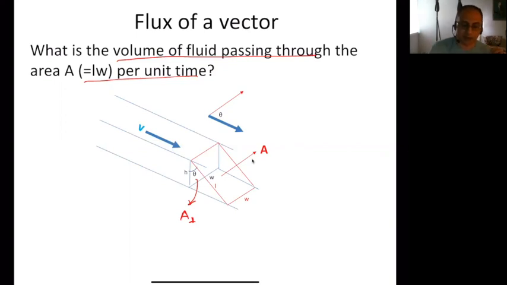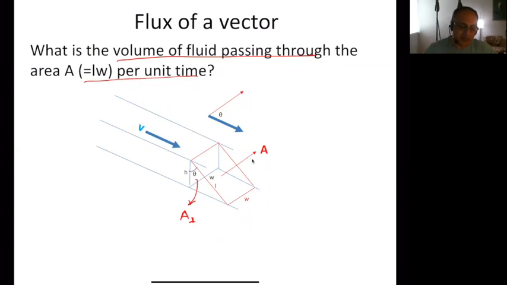suppose the volume of fluid crossing A perpendicular is not the same as the volume of fluid going through A, then there would be some fluid buildup inside this triangle wedge shaped object, right? But that cannot happen because we know that fluids are incompressible. So the same volume of fluid that's crossing the perpendicular face must equal the volume of fluid that's crossing the red face. Is that clear to all of you? That's the crux of this whole thing.